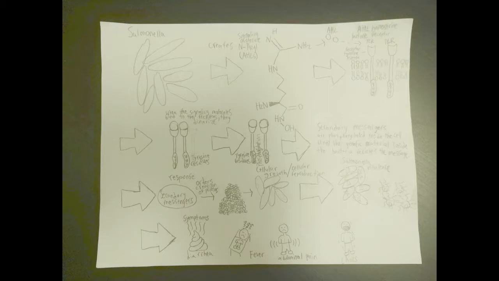And this activates a cycle of secondary messengers, which are phosphorylated inside of the cell. When this happens, it creates a response which orders the creation of more proteins. And when there's creation of more proteins, there's an increase in cellular growth or cellular reproduction.